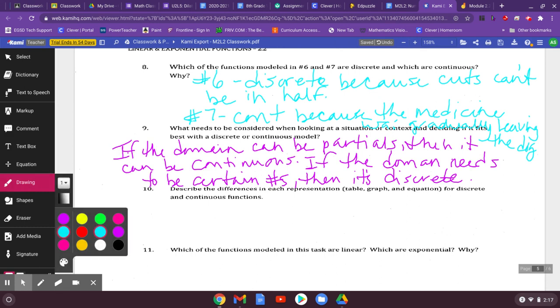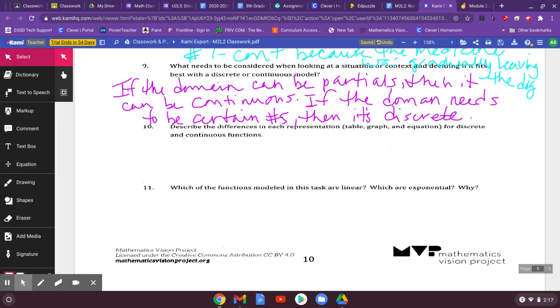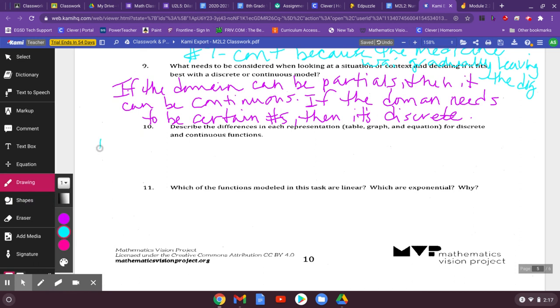All right. Next one, number 10. Describe the differences in each representation, table, graph, and equation for discrete and continuous. Okay, so for this one, if we look at a table, I'm going to do these in different colors so they're not mixing up since I don't have a ton of room. Table. It's hard to tell, but whole number domains can be a clue for discrete.